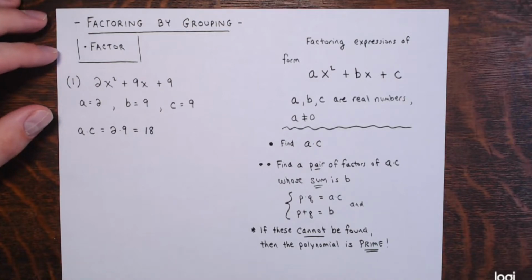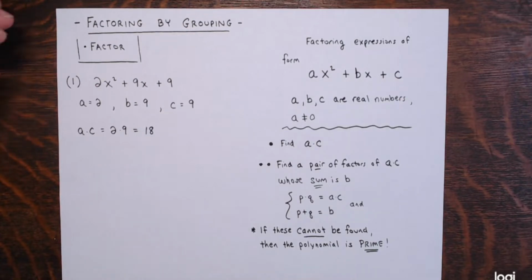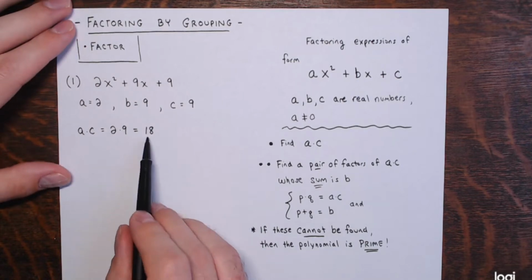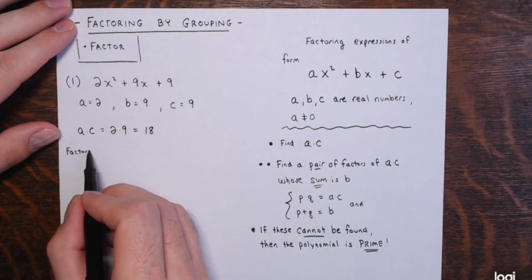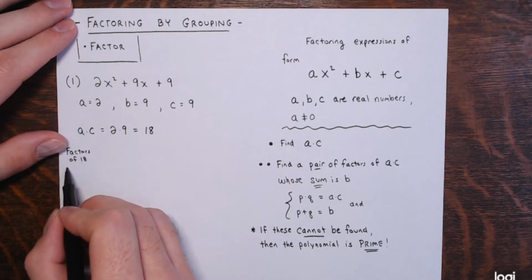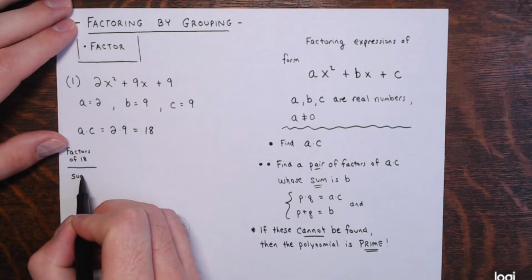Alright, so let's see if we can do that here. Can we find factors of 18? I'll make a little chart: pairs of factors of 18 along with their sums.